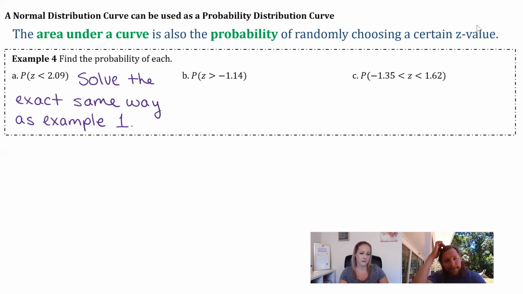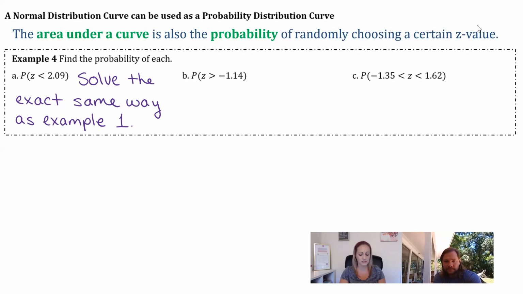So since we're finding the probability that z is less than 2.09, then we're essentially finding the probability that z could be anything from negative infinity up to 2.09. And then the way that you find that probability is to find the area under the curve. So you still do normal CDF and you do everything the exact same way, and your answer is the exact same. So these are basically just like 2 different ways of asking the same thing.